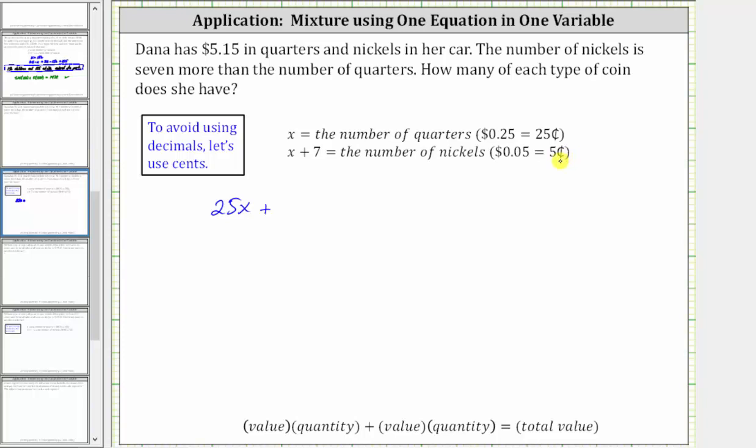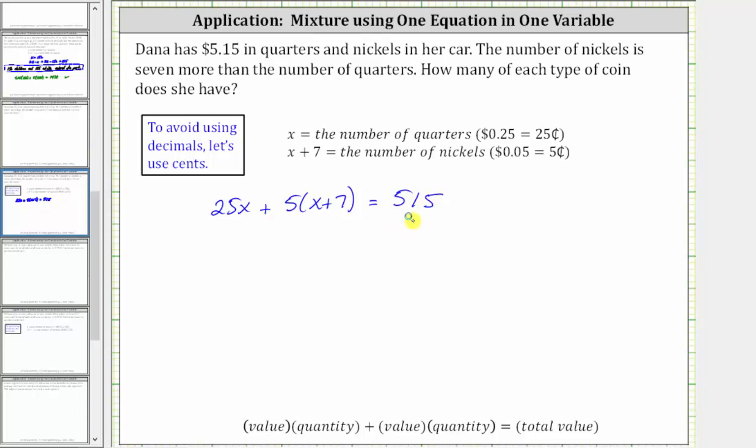Plus the value of the nickels is going to be 5 cents times the number of nickels, and since the number of nickels is the quantity x plus 7, the value of the nickels is 5 cents times the quantity x plus 7, or for our equation 5 times the quantity x plus 7. This must equal the total value of $5.15, but we want this value in cents. $5.15 is equal to 515 cents. And now we need to solve the equation for x.